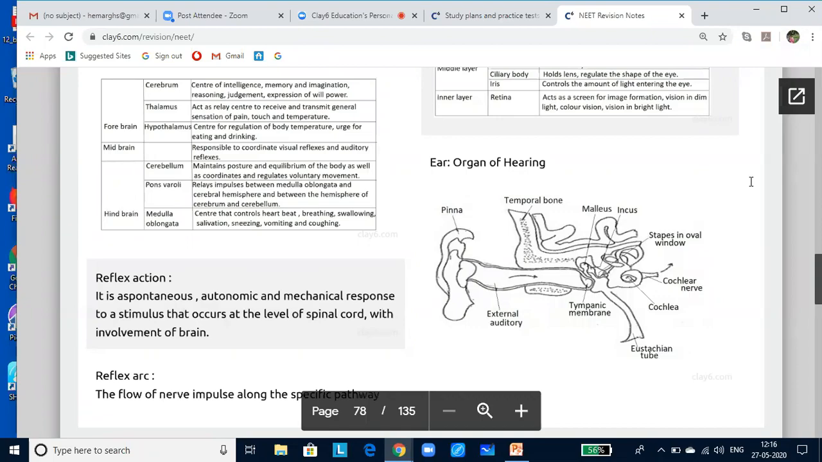Now, with this, we complete our concepts that are very important in this lesson. Now, let us look into our tests.